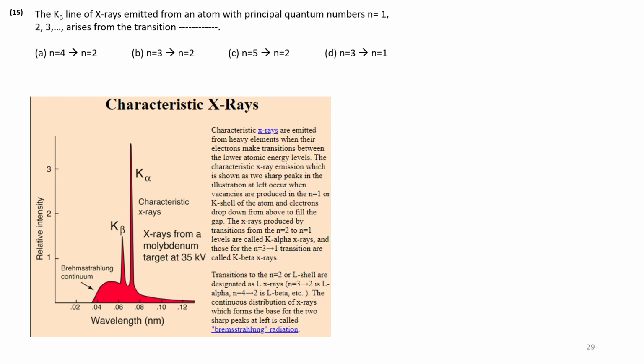Please read it, and here it's clearly written that the transition for K alpha line and K beta line, what it is. So that's the direct question. You have to understand; you will listen to the class and you will understand the basic questions. It will be some theory questions.